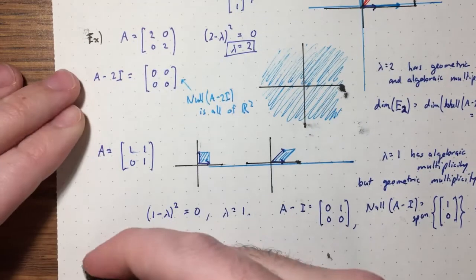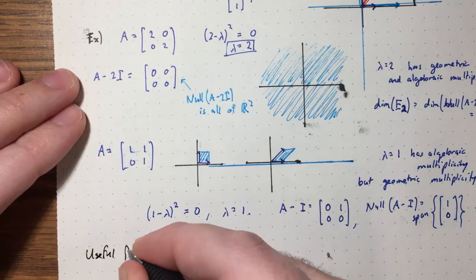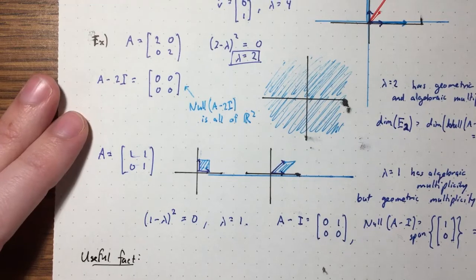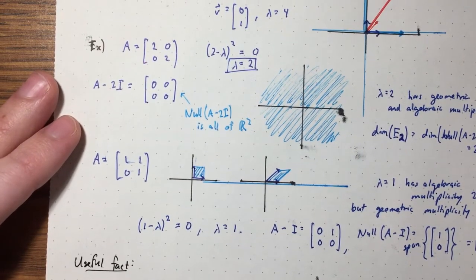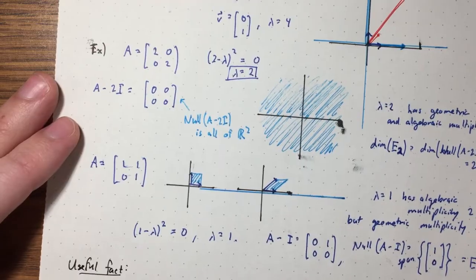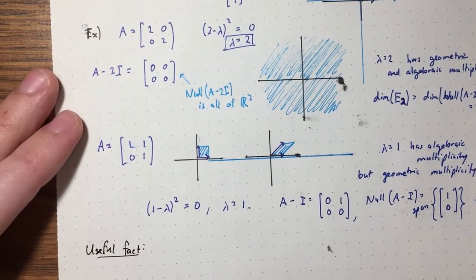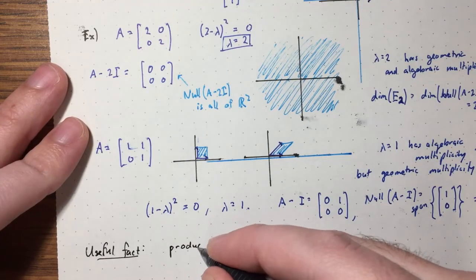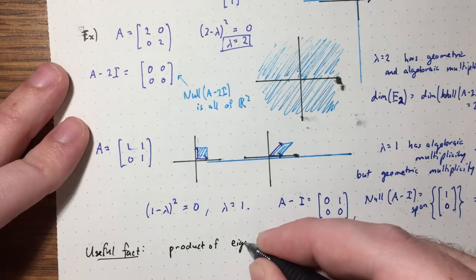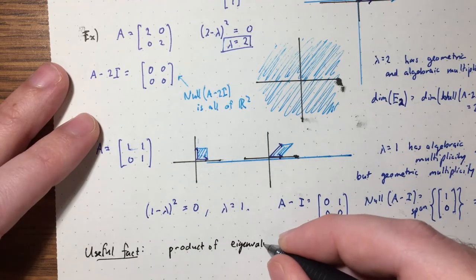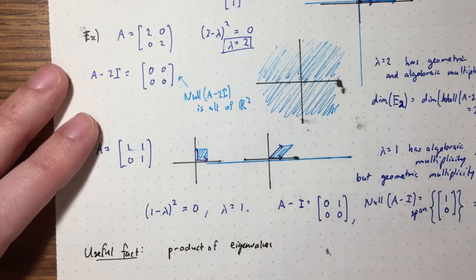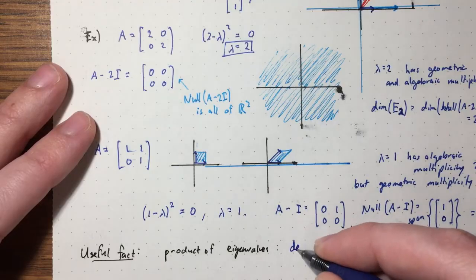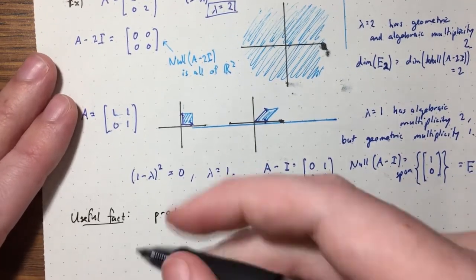Oh, let me give you a useful fact. This is really useful when doing these calculations. You can't just look at a matrix and see the eigenvalues right away usually. You have to do that calculation, determinant of A minus lambda I equals 0. But here's something useful. The product of the eigenvalues is the determinant of A, the determinant of my original matrix.